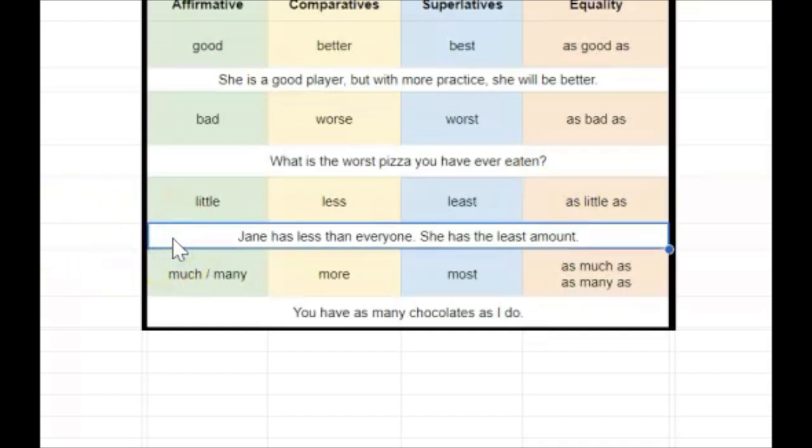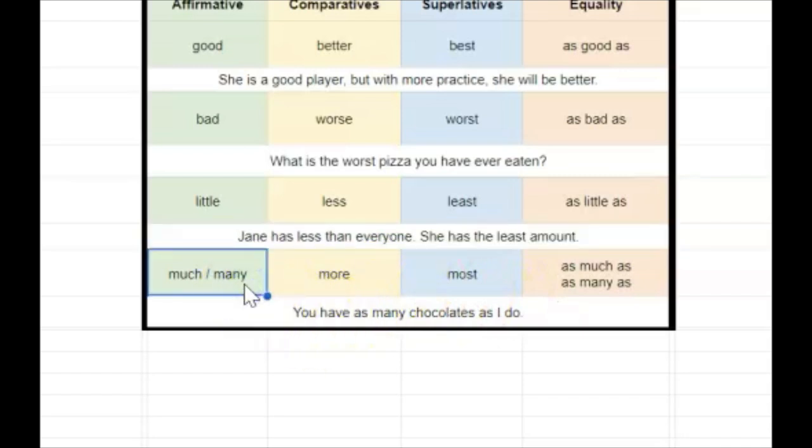The example sentence is, Jane has less than everyone, meaning the sentence is comparing Jane's amount with everyone else's as a group. So Jane is less than everyone. She has the least amount. And so it challenges you a little bit to understand the concept of how in this sentence we have Jane being compared with the entire group, basically, comparison to everyone else. And then in this sentence, she has the least amount in comparison to each individual person.